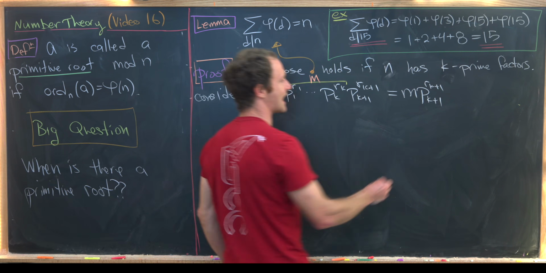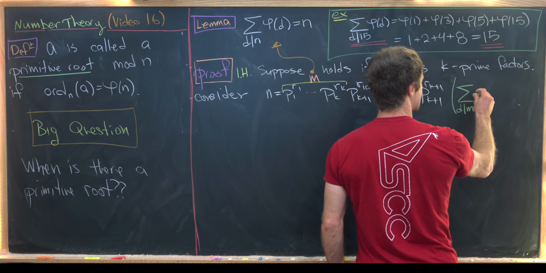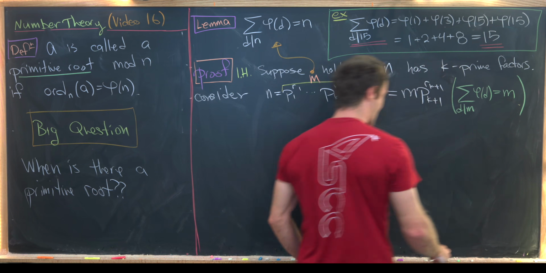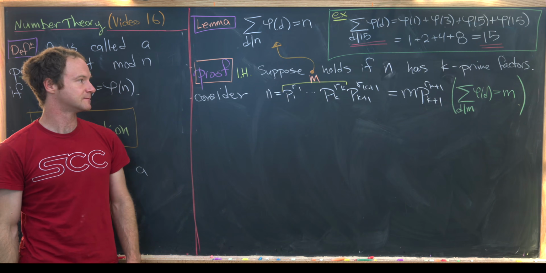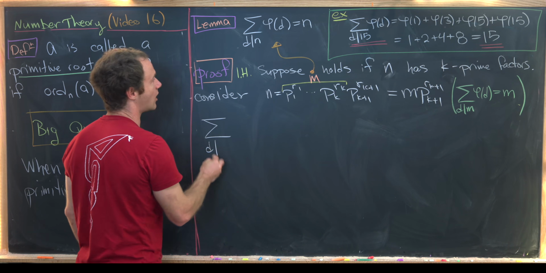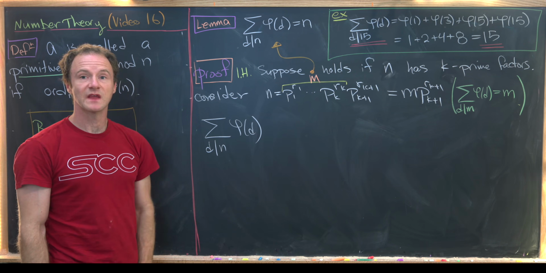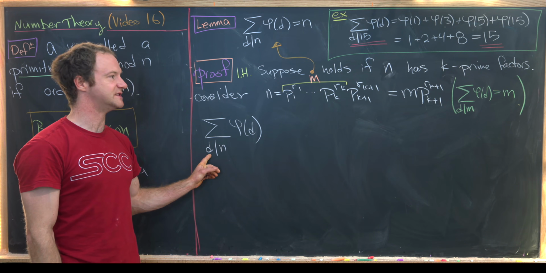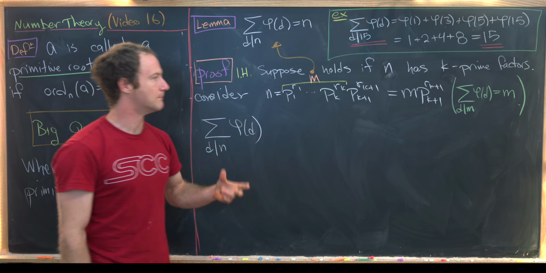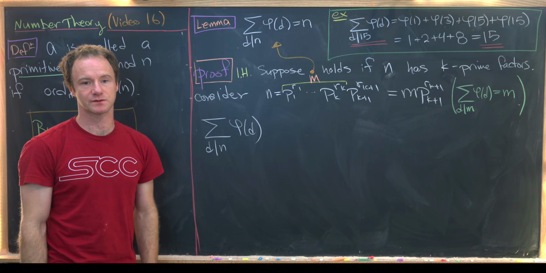Okay, so let's just point that out over here. If we take the sum over all divisors of m of phi of d, we get exactly m. So that's by our induction hypothesis. Okay, so now we want to start taking the sum over all of the divisors of n of phi of d. And then we can notice that divisors of n are exactly the divisors of m multiplied by a certain power of p sub k plus 1.